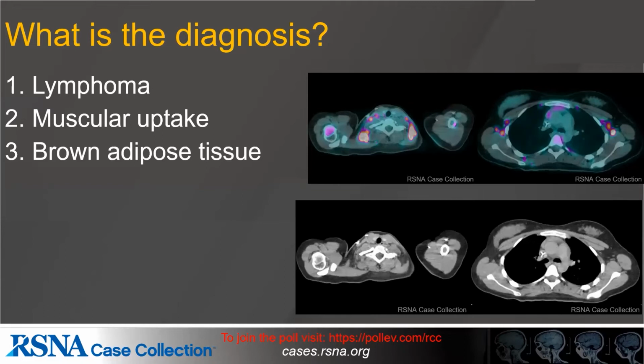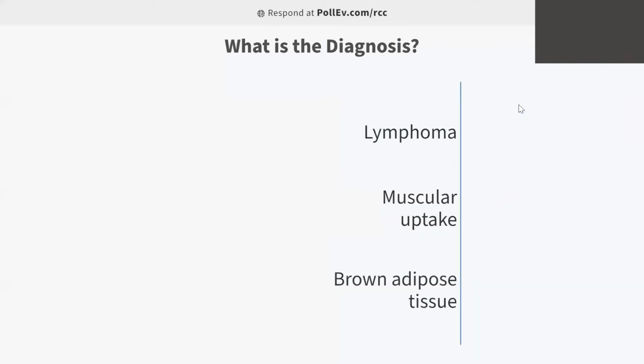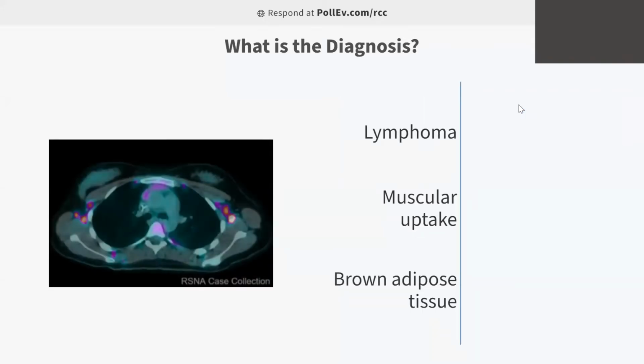So based on these images, what's the likely diagnosis? Is it 1, lymphoma, 2, muscular uptake, or 3, brown adipose tissue? So go ahead and submit your answers.